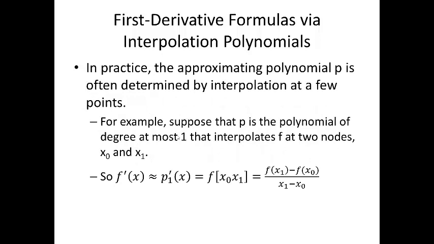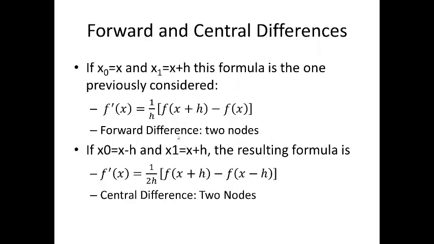In practice, the approximating polynomial p is often determined by interpolation at a few points. For example, suppose that p is a polynomial of degree at most 1 that interpolates f at two nodes, x0 and x1. So f prime of x is approximately equal to p1 prime of x, which is equal to the divided difference f[x0, x1], which you know from section 4.1 is f of x1 minus f of x0 divided by x1 minus x0. And hopefully you've gotten very good at doing those divided differences.